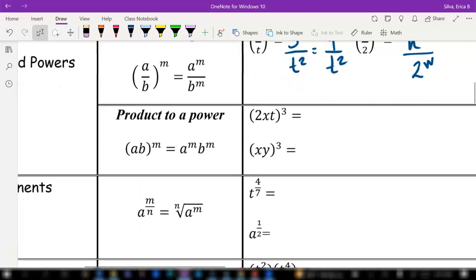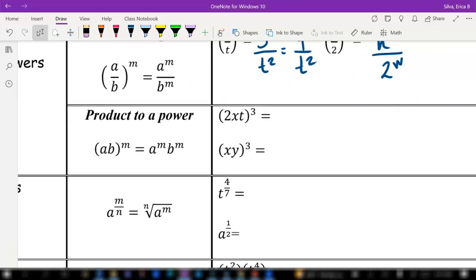The product of powers: if we have a product to a power, then each one of the numbers that are being multiplied inside the parentheses will also get that power. So here we have 2 to the third power times x to the third power times t to the third power. 2 to the third power is 8, x to the third, t to the third. For the next one, we have x to the third and y to the third.